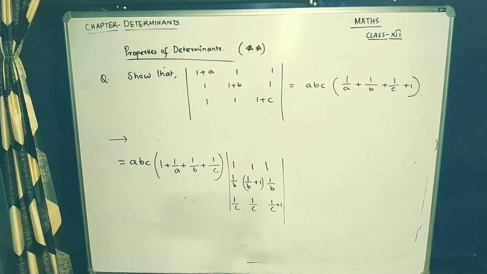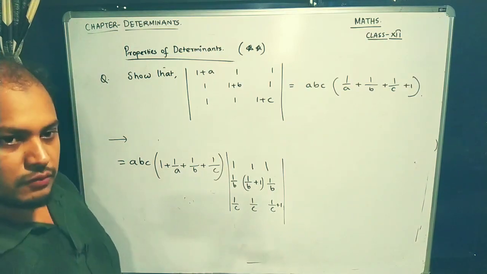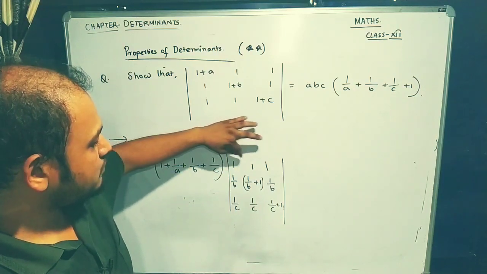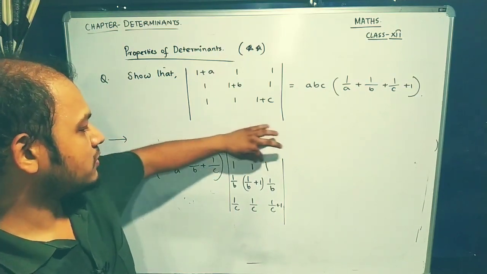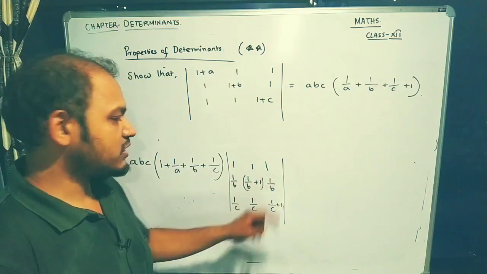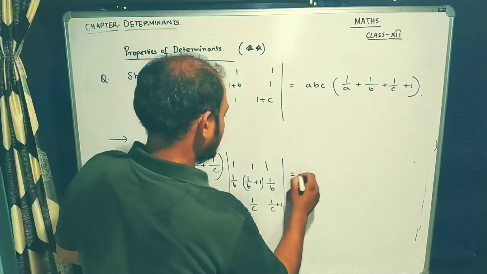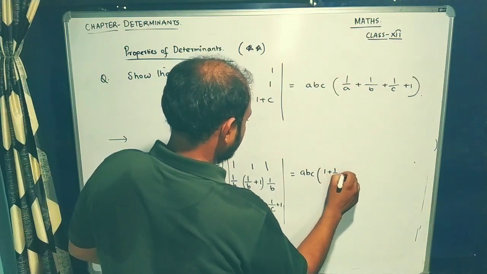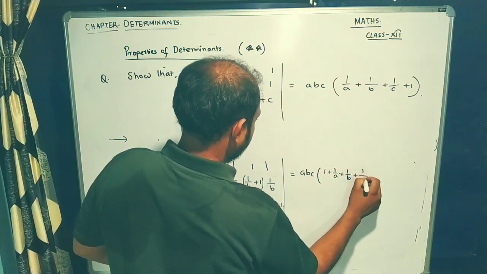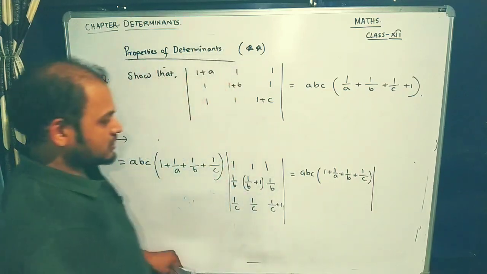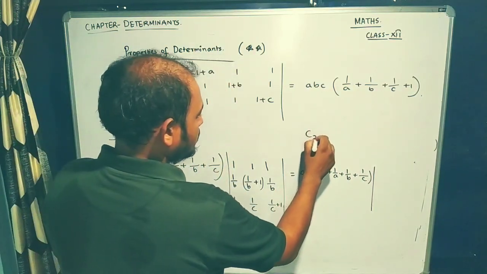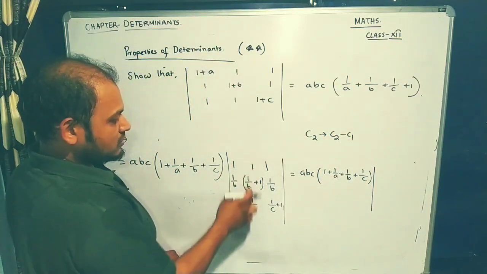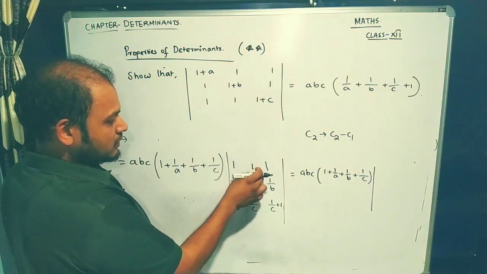Okay, so now what can you do? What can you do next? You can subtract this from this, or you can subtract this from that, put the result here, again this from that, put the result there. Then you will have 0 0 at this position, right? So try to do that. It is ABC into 1 plus 1 by a plus 1 by b plus 1 by c, and perform this operation. That means C2 change to C2 minus C1. So C2 changes to C2 minus C1 in place in C2.